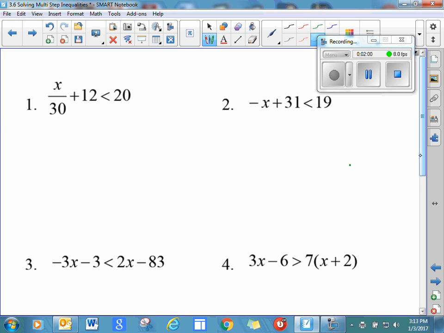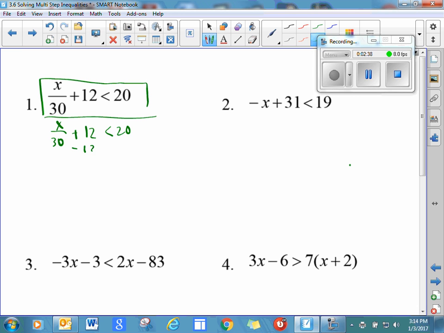We're going to do the exact same thing we did when we were solving equations, except for the last step. We have to look and see if we're multiplying or dividing by a negative number. When it's a negative number that we multiply or divide by to get the variable alone, the very last step, we have to flip the inequality symbol. So let's start with this first one. You can box it up and rewrite it.